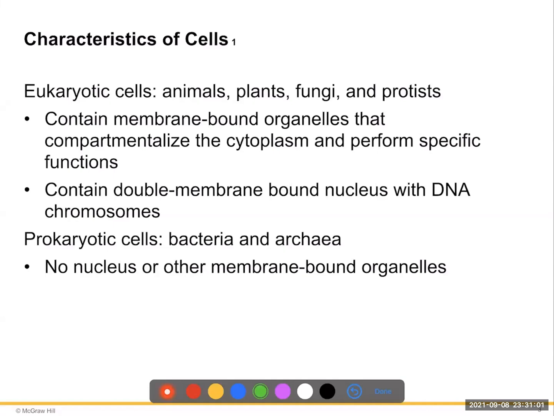There are different organelles in the cytoplasm. Some are membrane-bound, some are not, like mitochondria and the Golgi apparatus, things that help process your proteins. There's a double membrane nucleus with DNA chromosomes in it. It's a double membrane with pores in it so that the DNA can copy itself into RNA, and it can leave the nucleus into the cytoplasm where it binds to ribosomes and makes proteins.